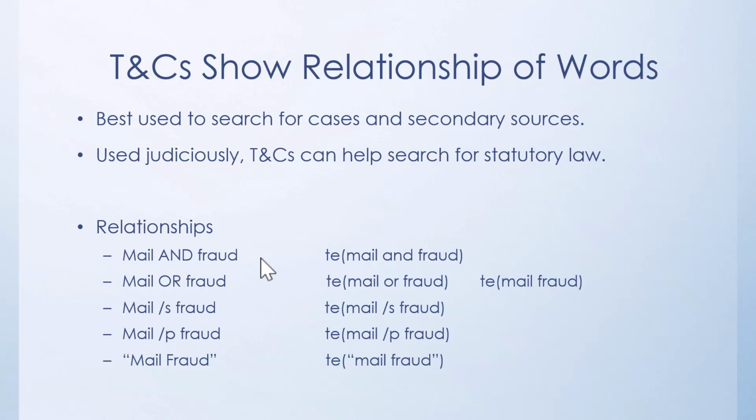For or, I have demonstrated it two ways, because when doing a terms and connector search on Westlaw, Westlaw treats a blank space as the word or. Now, it doesn't do this when you're doing natural language searching, but it does when you're doing terms and connector searching. And if you use a field restrictor, Westlaw is automatically going to do a terms and connector search. So if you type mail or fraud, it's the same thing as mail space fraud. Notice it doesn't have quote marks around it, so it's not going to look for the phrase mail fraud. It's going to look for mail or fraud.